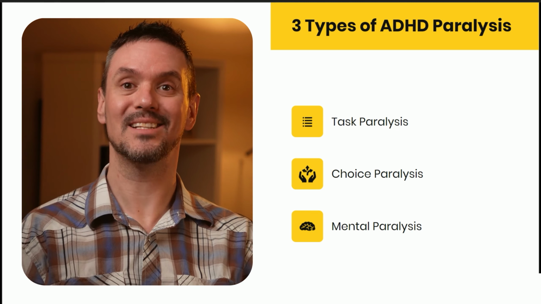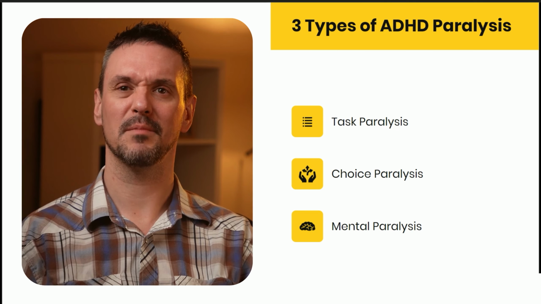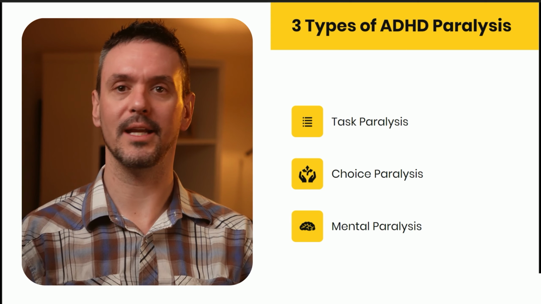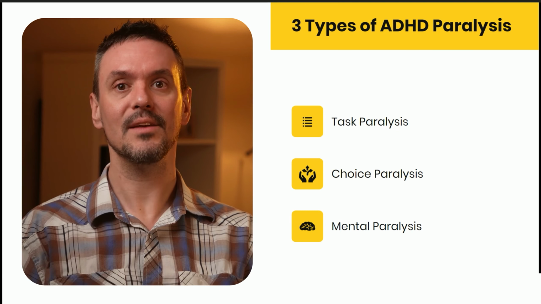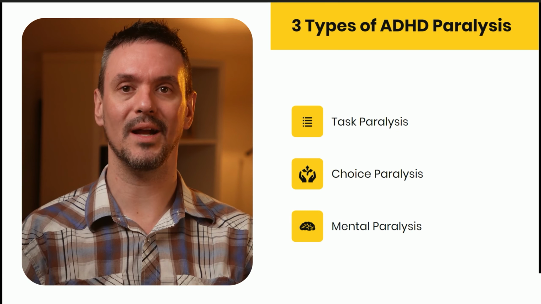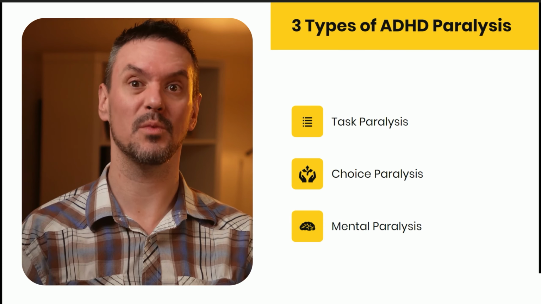And then there's mental paralysis. So ADHD mental paralysis is when the brain kind of shuts down or becomes foggy and can't really tolerate any further stimulation. So any of these 3 can leave us struggling to actually take action on any sort of tasks, jobs, or things that we want to do.